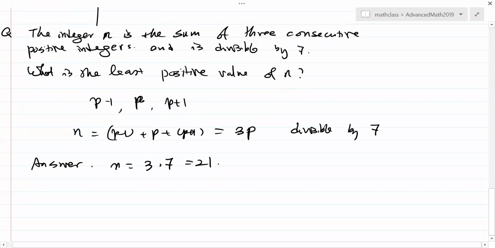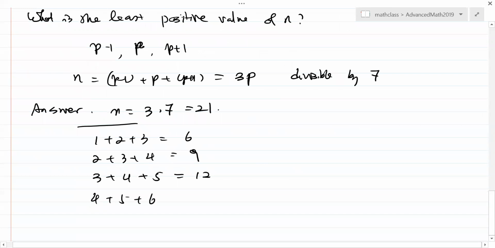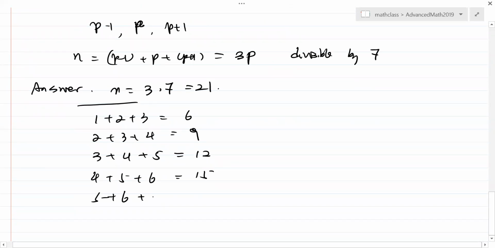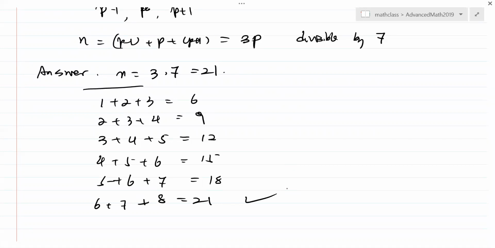Now you can also do it by guess and try. You can begin with 1 plus 2 plus 3 equals 6. It's not divisible by 7. And 2 plus 3 plus 4 equals 9, not divisible by 7. Then 3 plus 4 plus 5 is 12. It's not. 4 plus 5 plus 6 is 15, still not. Then try 5 plus 6 plus 7, that is 18. Too bad, we're not lucky. And then the next one, 6 plus 7 plus 8, is 21. Yes, but it takes so much more time. But you can still solve it by guess and try.